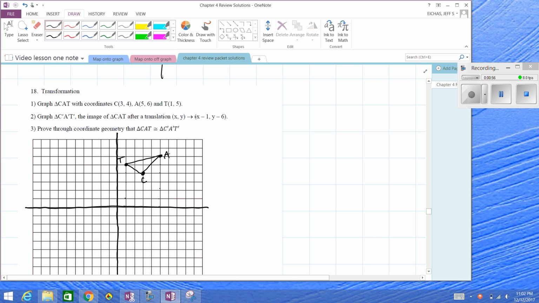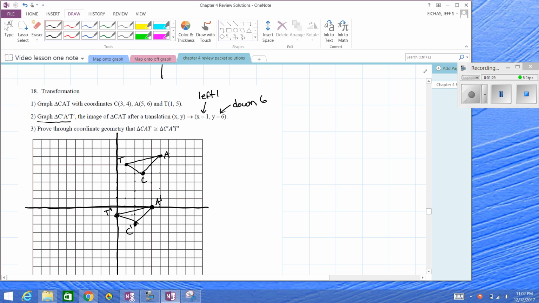Let's see. We want to translate. This will tell us to move everything left 1, and that will tell us to move everything down 6. So let's start with T, left 1, down 6. That should get us T prime, left 1, down 6. C prime, and A prime.